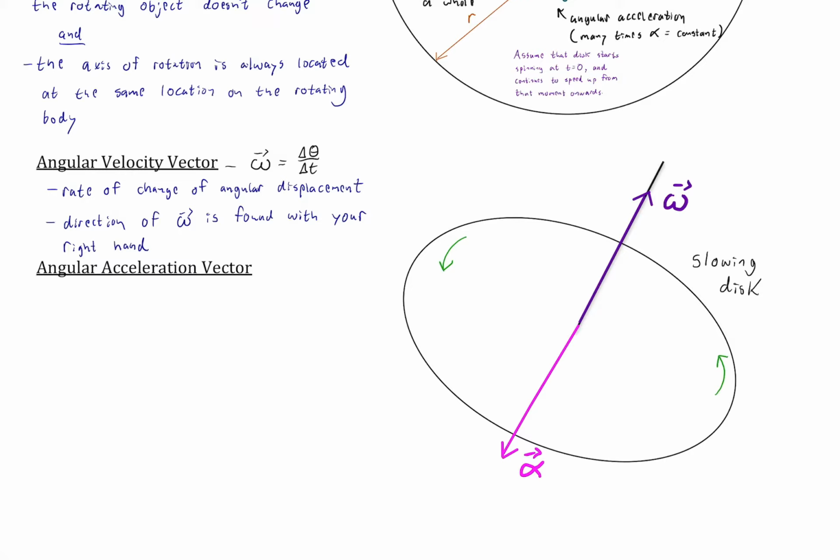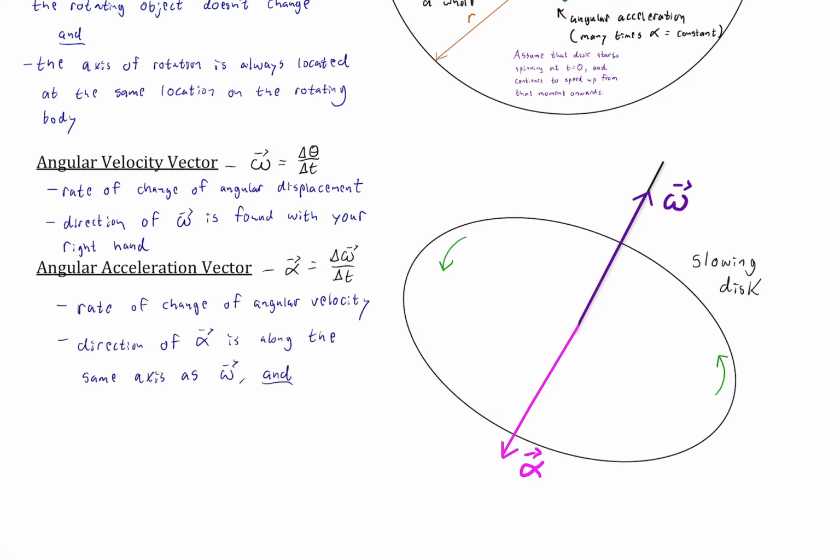Furthermore, we have the angular acceleration vector, defined as this. It's a vector equal to the change of angular velocity over time. The units will be radians per second squared. We'll see that quite a bit. And it represents the rate of change of angular velocity. The direction of that angular acceleration vector is along the same axis as omega. It's along the axis of rotation. That's usually what we call this.